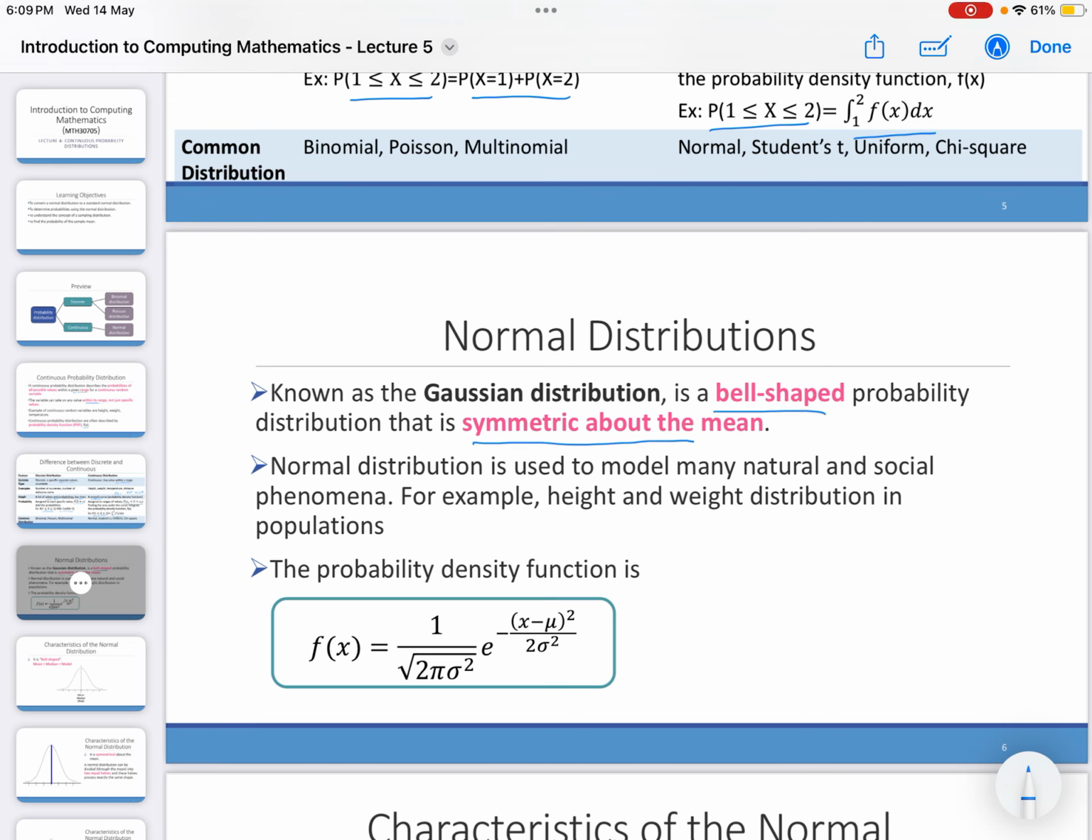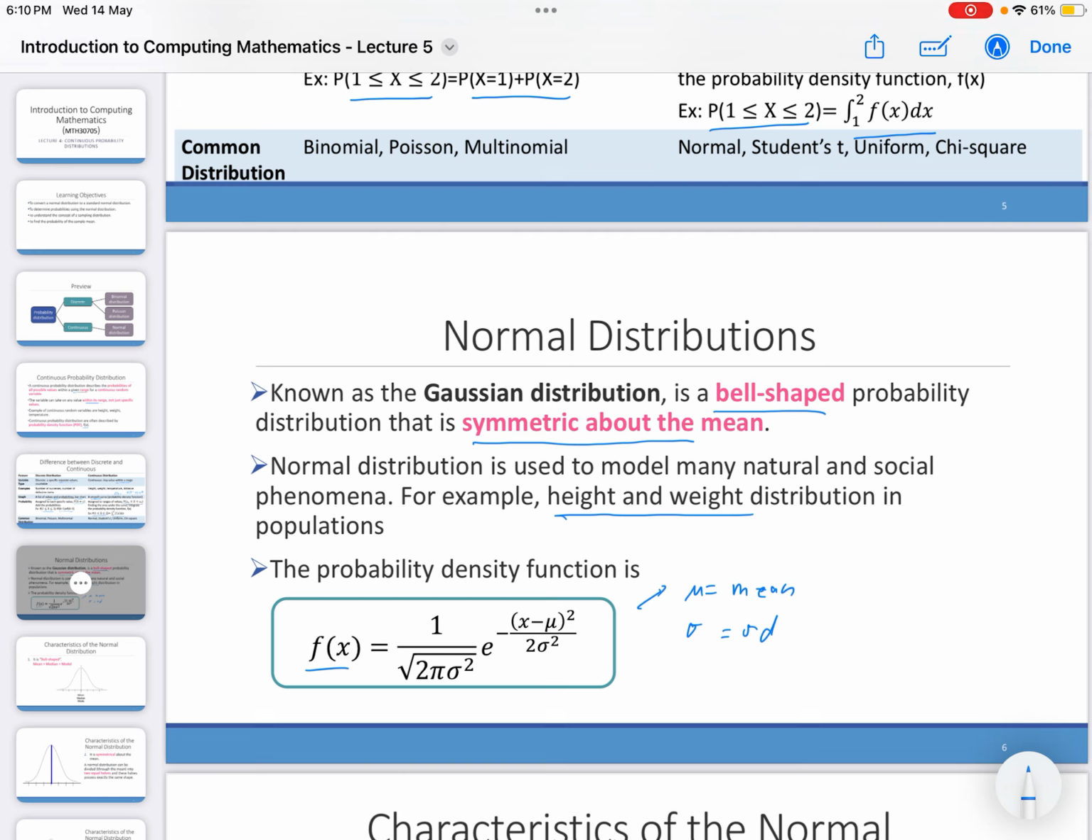Normal distribution is used to model many natural and social phenomena. For example, the height and weight distribution of the population is normally distributed. The probability density function, the f of x for normal distribution, is this one. It looks complicated: 1 over the square root of 2 pi sigma squared, times e to the power of minus (x minus mu) squared over 2 sigma squared. Here, mu is the mean, and sigma is the standard deviation.